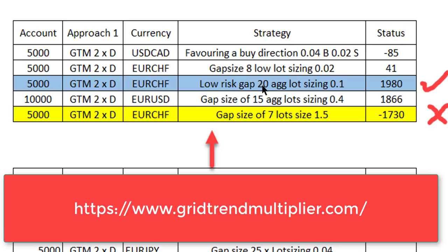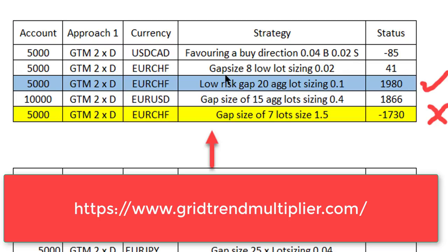Then if we look at the most successful one, we see the opposite. We see a grid size of 20, which is a lot higher than the 7, and we see a lot size which is only 0.1 of a lot compared to that lot sizing. So you can see completely the opposite, a conservative grid size and a conservative lot size, and yet it has made the best return out of all of them.